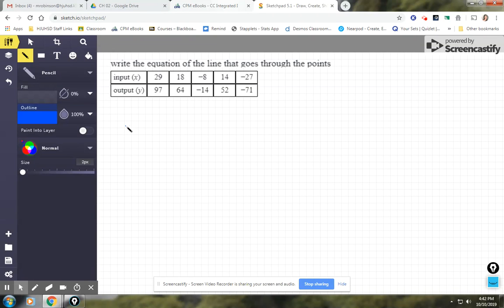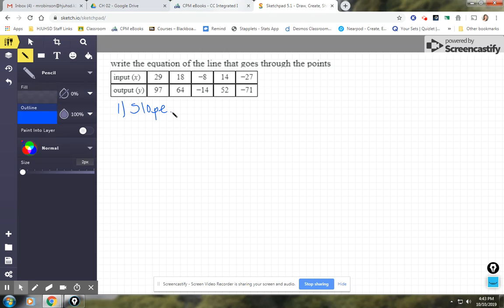To find the slope from any 2 points or from a table like this one that doesn't give you the slope and it doesn't give you the y-intercept, you have to find both of those pieces first. So the first step you want to do is find the slope. So that's number 1. We're looking for slope.